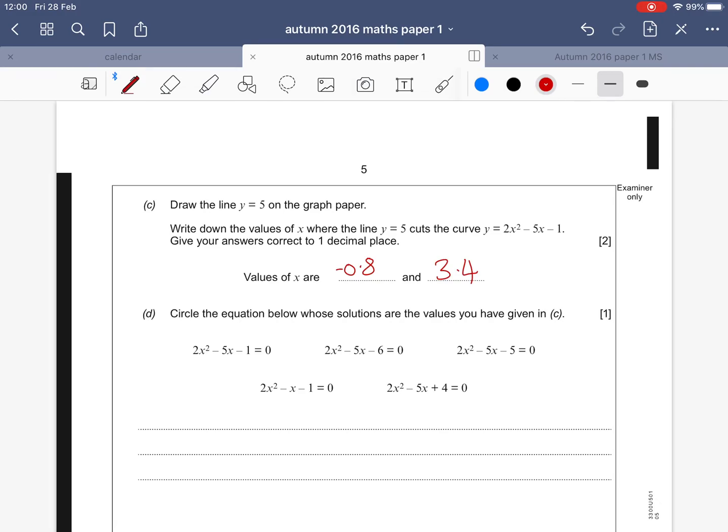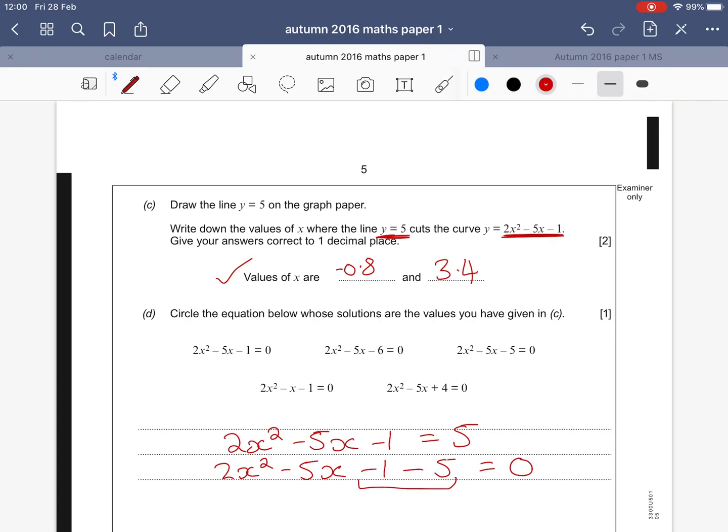Circle the equation below whose solutions are the values given in part C. So as you can see, all of these equal 0. You've got your graph, your curve, and it equals 5 at the moment. So 2x squared minus 5x minus 1 equals 5, because that's your solutions here. All you need to do is bring your 5 over. So 2x squared minus 5x minus 1, obviously that's a positive 5, so we're changing it to negative 5. That now equals 0. Obviously this can simplify it to minus 6. So the only one that has minus 6 in is this one. So it's 2x squared minus 5x minus 6.